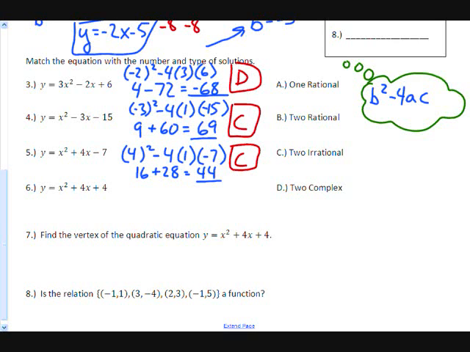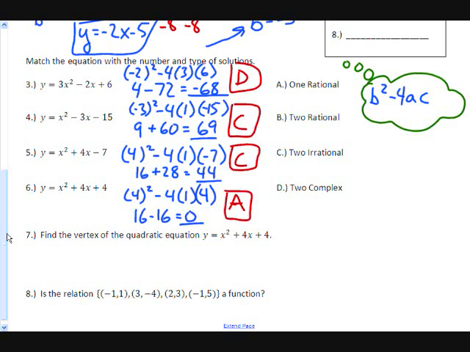And then the last one, I do b squared minus 4ac. So 4 squared minus 4 times a, which is 1, times c, which is 4. Which gives me 16 minus 16, which is 0. When the discriminant equals 0, it means that I have one rational solution, which is letter A.